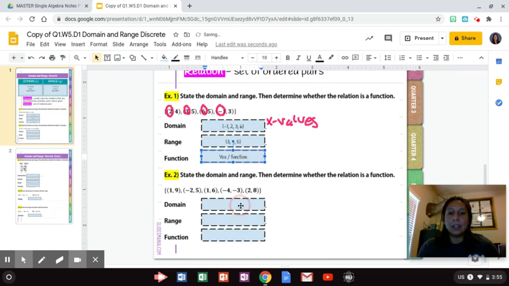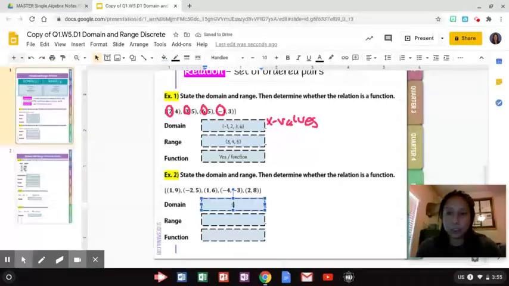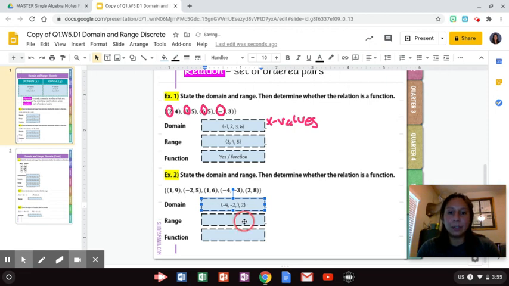Example 2. State the domain and the range and determine whether the relation is a function. Again, I put my brackets. I am looking at the first numbers, and I have to type them in from smallest to biggest. So I have a -4, a -2, a 1, and a 2. There's 2 1s, but again, I only typed it in one time. Next, my Y values from smallest to biggest. 5, 6, 8, and 9.